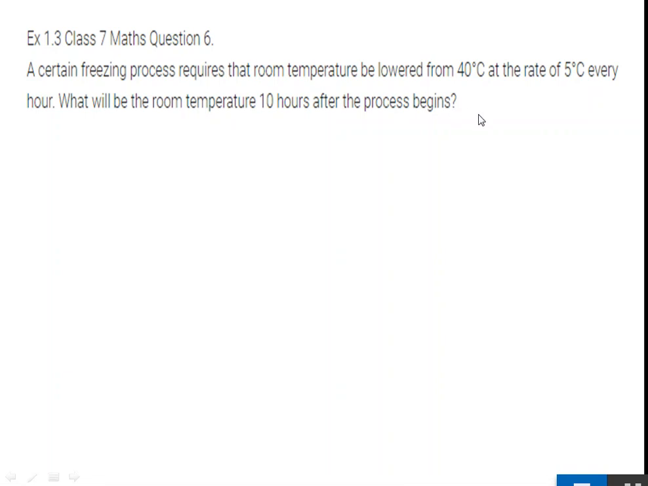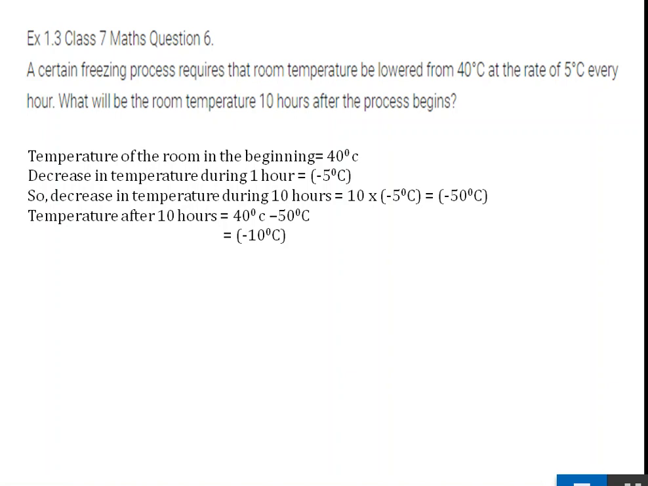Students, let me ask you, if in 1 hour 5 degrees Celsius is decreased, what will be the decrease in temperature after 10 hours? 1 hour 5 degrees Celsius. So 10 hours, what is it? It is 10 into 5 degrees Celsius. So the final temperature is 40 degrees Celsius minus 50 degrees Celsius.